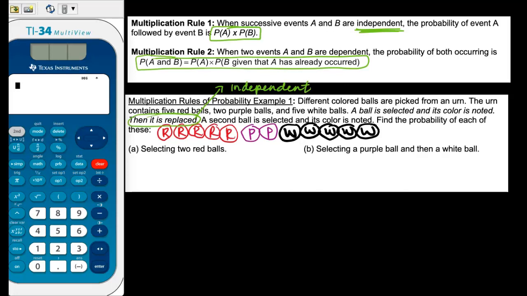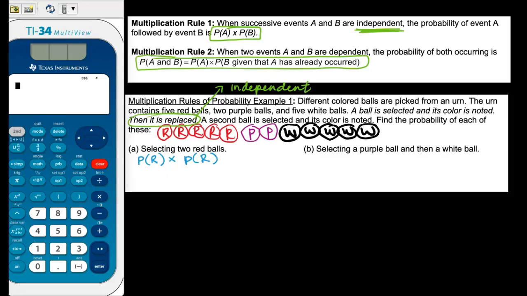So a second ball is selected and its color is noted. Find the probability of each of these. So I went ahead and drew out my sample space. I always like to do this if I can, and even if you have different colors, I think it's helpful to understand what's going on. So in the first question, what's the probability of selecting 2 red balls? Because that first ball is replaced and these events are independent, we can use multiplication rule 1, where we just multiply the probabilities together. So the probability of selecting 2 red balls is the probability of selecting a red times the probability of selecting another red.